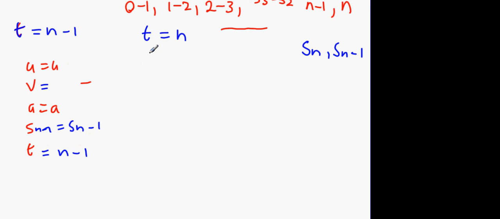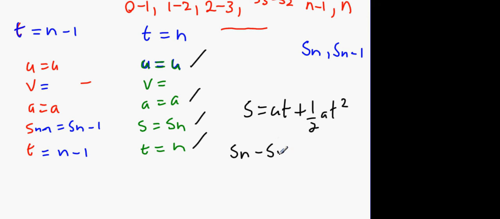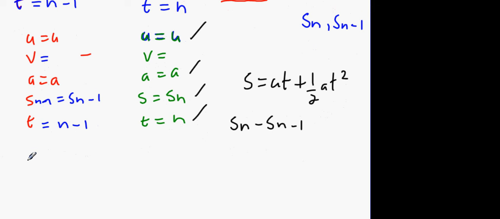This one here is t equals n, which means u is still equal to u. V equals, we don't know what. A is still a. S equals S of n. T equals n. Look at the list of what we have: u, a, s, and t. Our formula is going to be ut plus a half at squared. And my plan is to take away S of n minus S of n minus 1. Let's start off with the easy one, S of n. Get easy marks on the board.